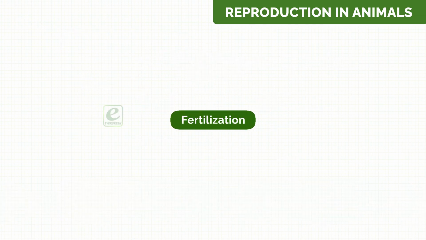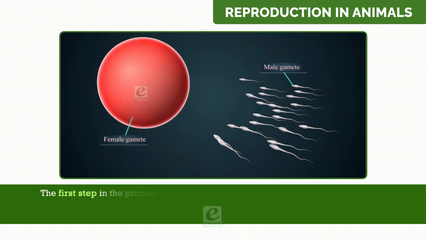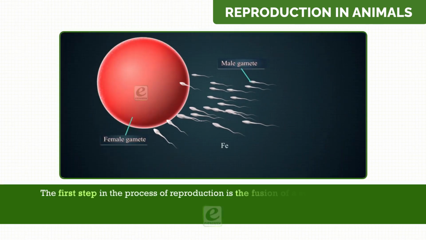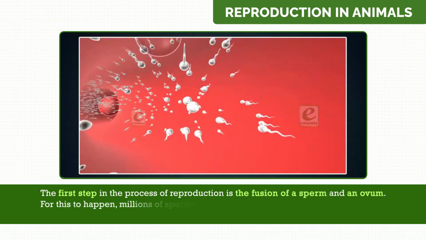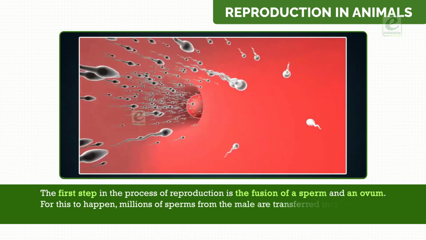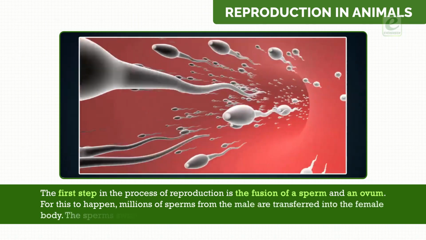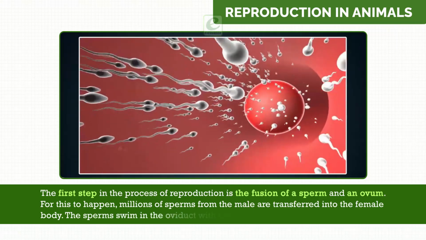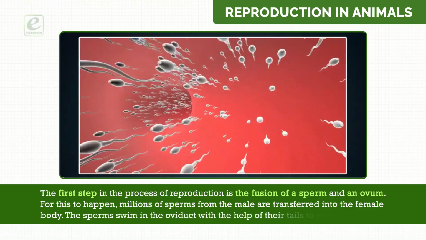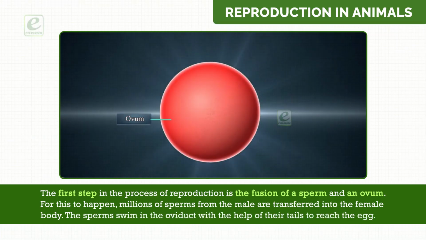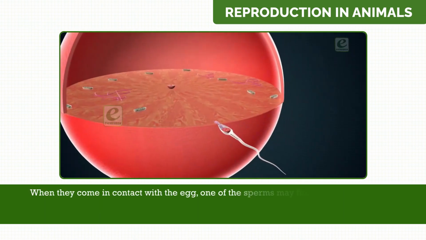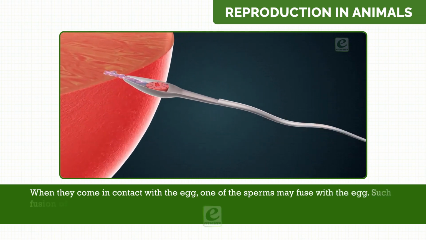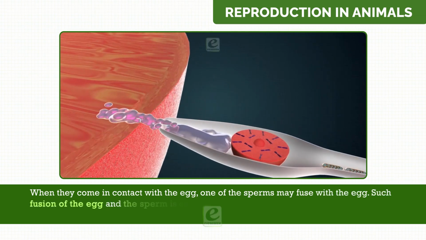Fertilization. The first step in the process of reproduction is the fusion of a sperm and an ovum. For this to happen, millions of sperms from the male are transferred into the female body. The sperms swim in the oviduct with the help of their tails to reach the egg. When they come in contact with the egg, one of the sperms may fuse with the egg. Such fusion of the egg and the sperm is called fertilization.